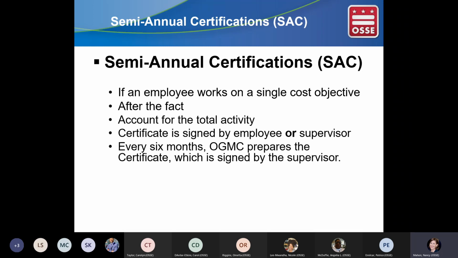OGMC will prepare the certificate, and then we send them out to the grant leads. Does anybody have any questions at this point?